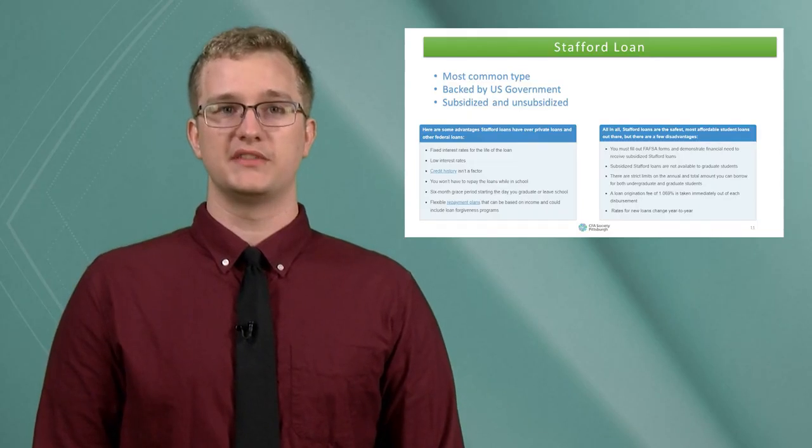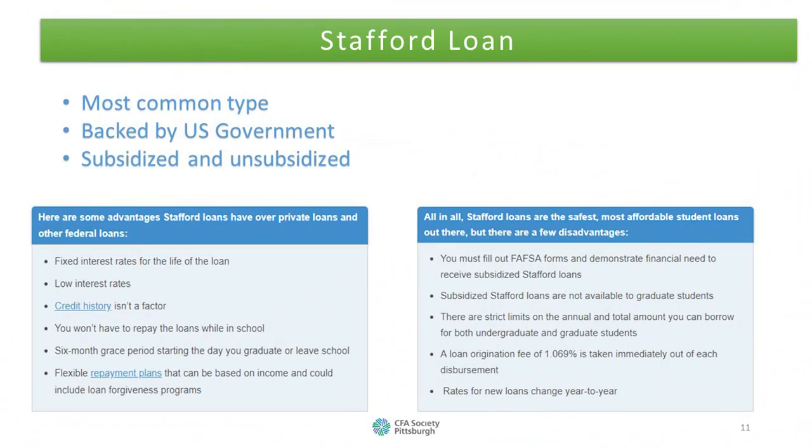Next, let's talk about Stafford loans. These are the most common type of loans for students to take out. They're backed by the government, both subsidized and unsubsidized. And just a fun fact, they're typically called direct loans. At the bottom of the screen, you will see on both the left and right side, advantages and disadvantages of taking out a Stafford loan.